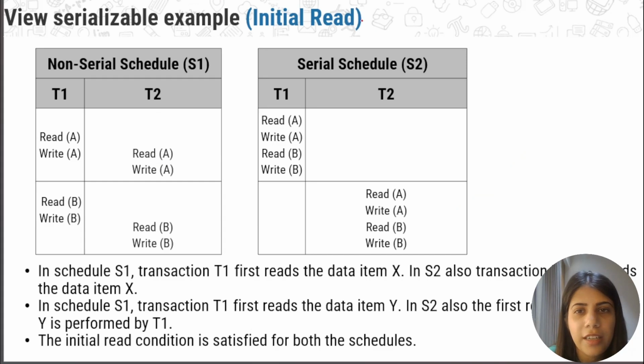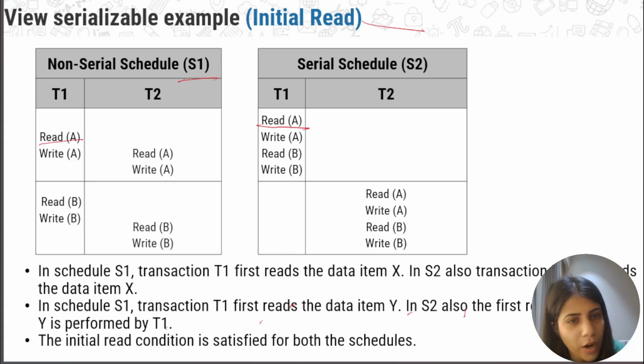Okay, the first condition is initial read. In schedule S1, T1 reads the first data item X. In S2 also, T1 reads the first data item X. Correct. In schedule S1, transaction T1 first reads the data item Y. In S2 also, the first read operation on Y is performed by T1. So the initial read condition is satisfied for both schedules.